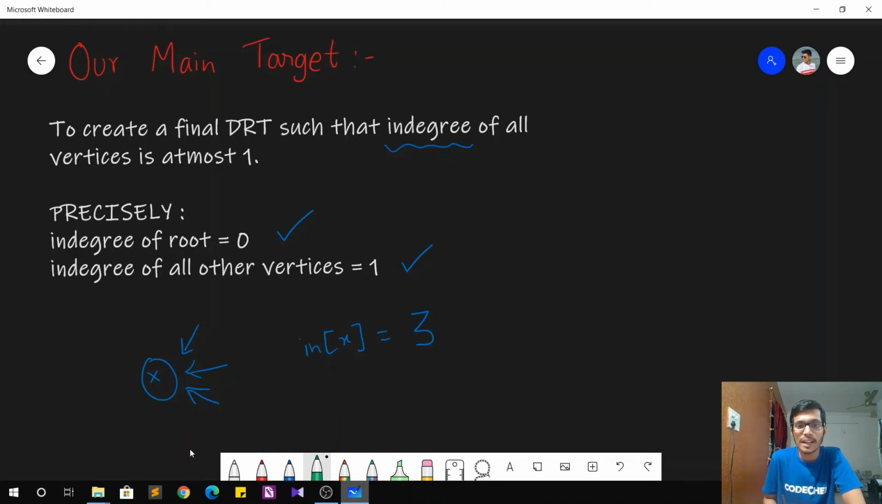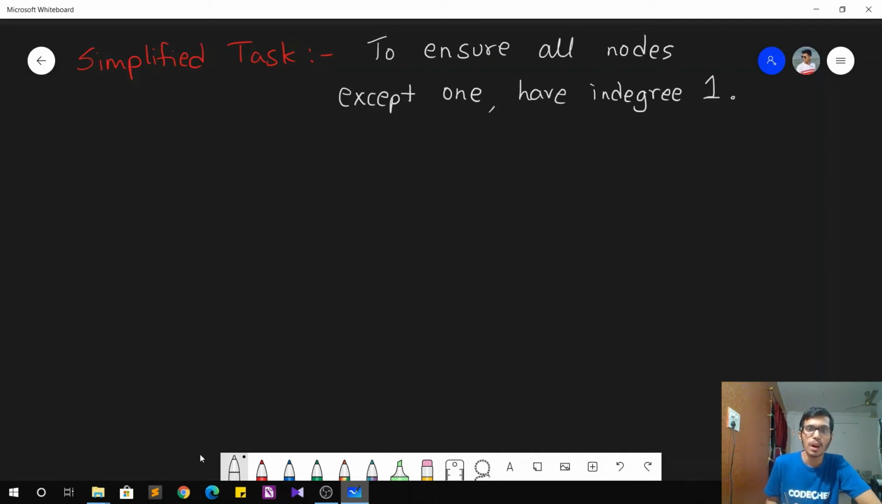To understand this, let's take a quick detour. It can be proven using the pigeonhole principle that if more than one node has in degree equal to 0, then there is at least one other node with its in degree greater than 1. Why? Because the invariant in this question is the summation of in degrees over all the nodes x. So now our task is simplified even further. We just have to ensure that all nodes except one node have in degree exactly equal to 1.